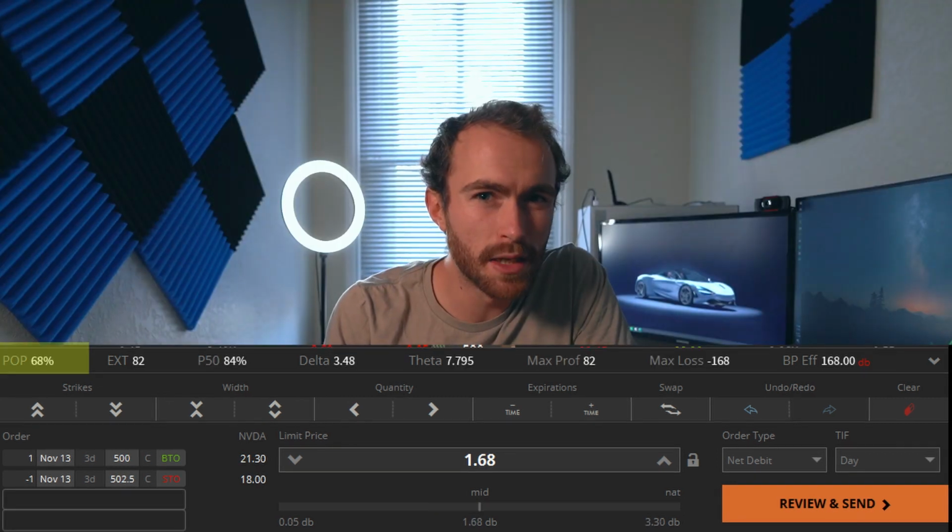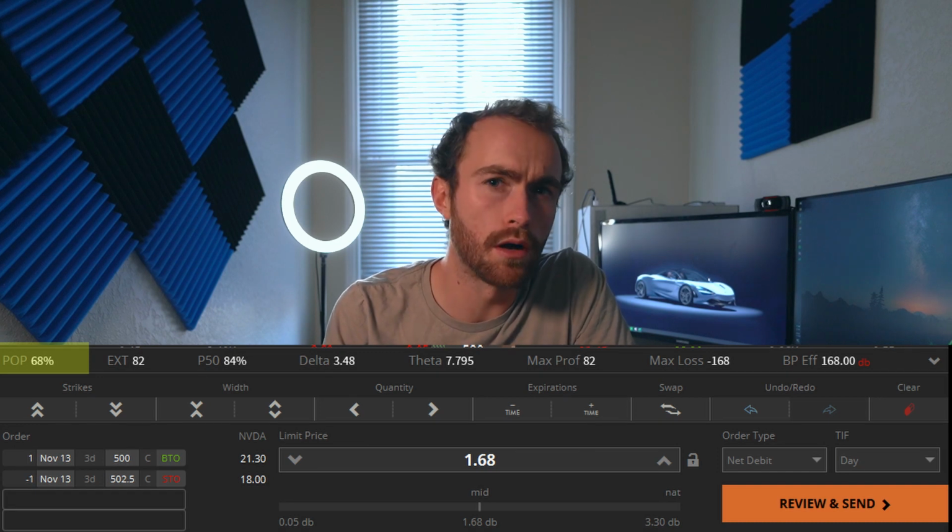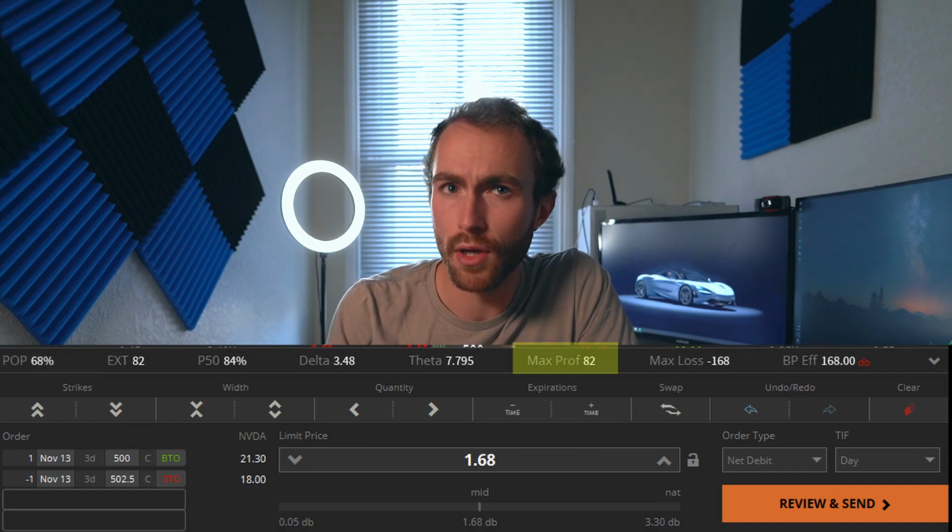The more in the money you go, the higher chance of success you have with a bull call, but you have lower profit and a higher max loss. Your max profit occurs when NVIDIA closes above 517.5 because at expiration, your bought call option will be worth $2.50, or $250, and your sold call, the one you're short, would be worth $0. Any higher in price would increase both your bought call and sold call by the same value.